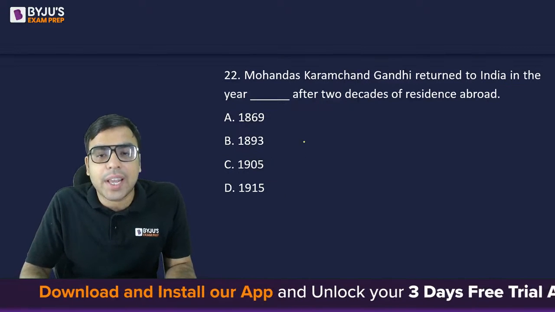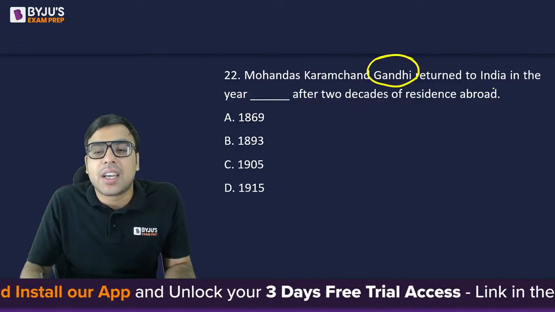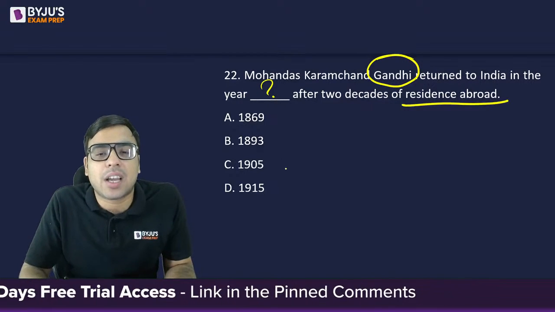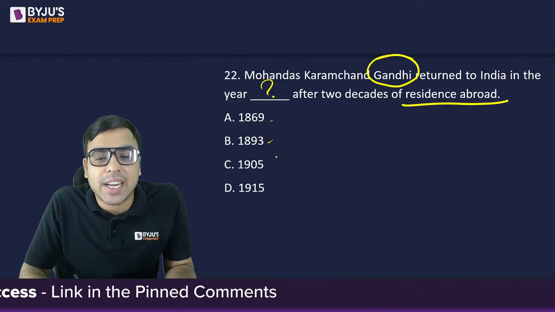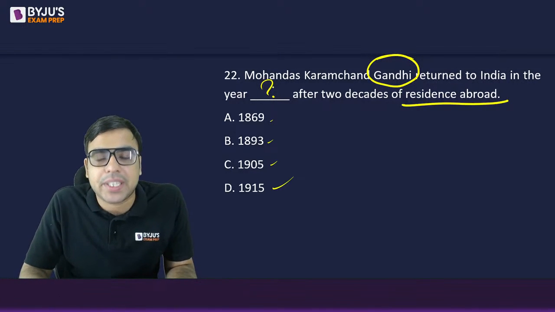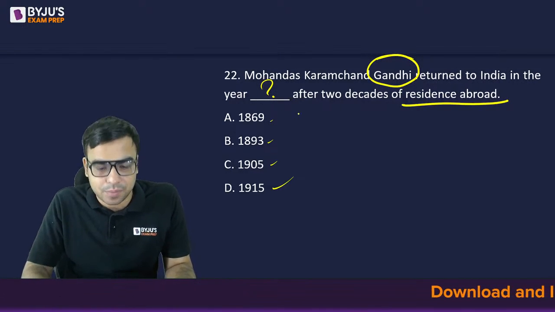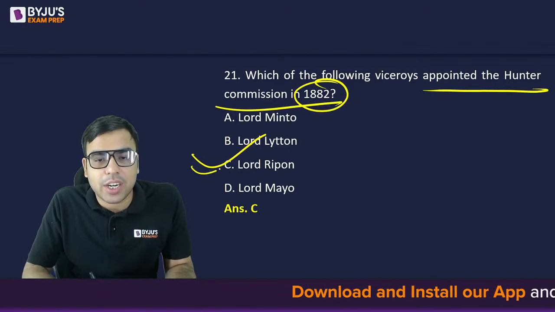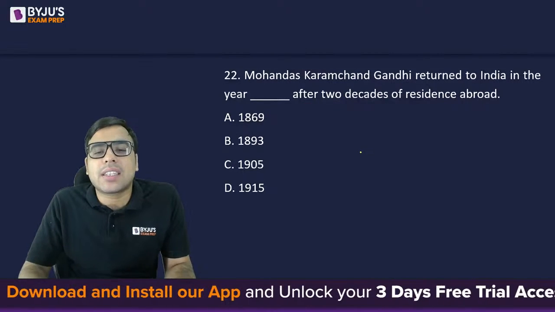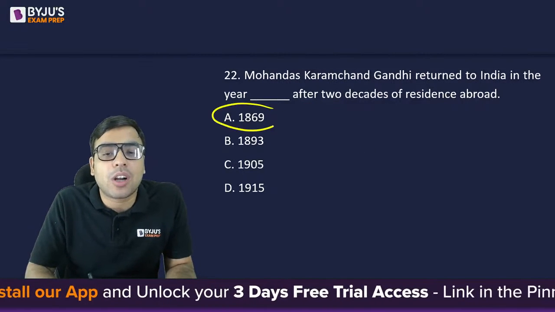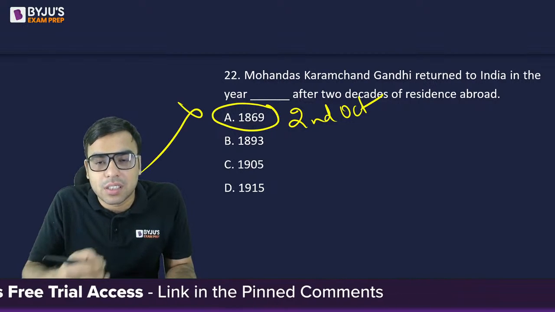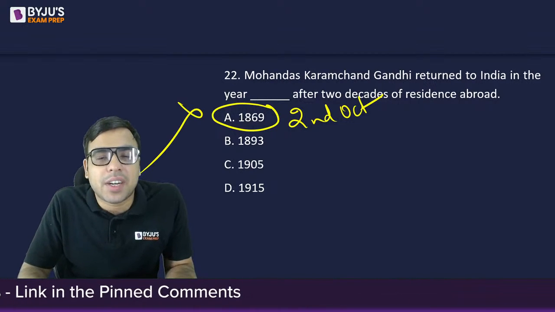The next one is Mohandas Karamchand Gandhi returned to India in the year dash after 2 decades of residence abroad. 1869, 1893, 1905, 1915. गांधी जी कब लौटे थे वापस साउथ अफ्रीका से? हाँ, इसका तो लॉर्ड रिपन है. Yes, C is the right answer. इसका आंसर बताइए. I think it's very famous. Actually, Gandhi ji was born on 2nd October 1869. तो ये तो होगा ही नहीं. So he went there. He went to South Africa and all.